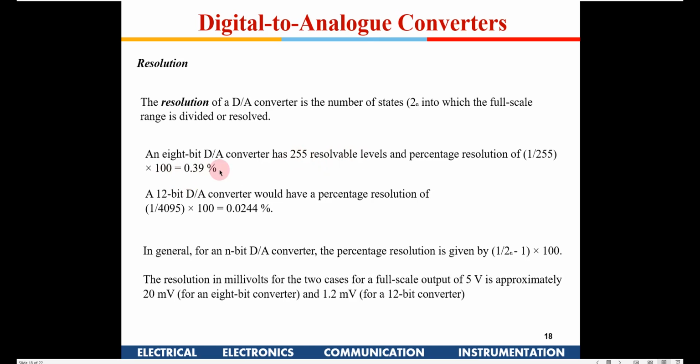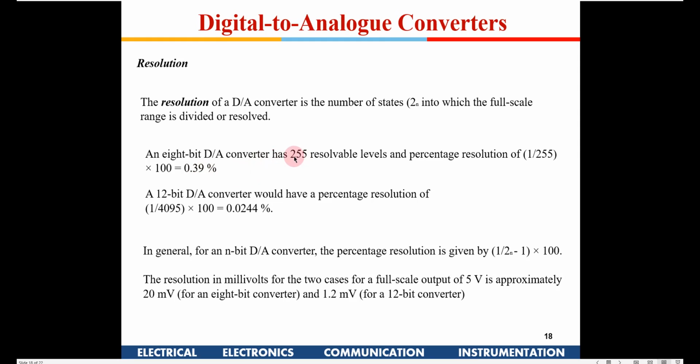So if the total range is the percentage, okay, it will be 1 divided by 255. So 0.39% is the resolution percentage. Okay, so if it is 10 volts, then 0.39 volts, 3.9 volts will be the resolution. If it is 100 volts, then 39 volts will be the resolution between two bits.